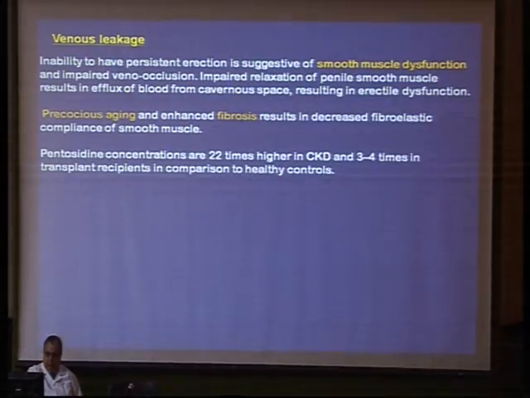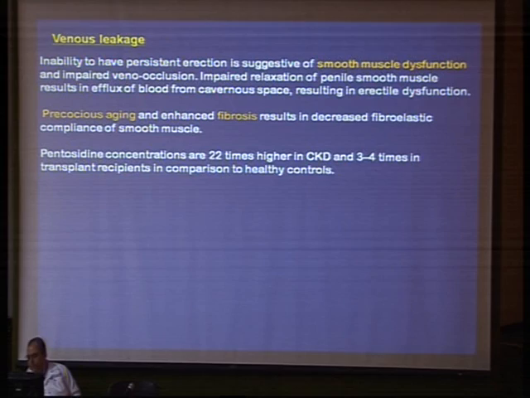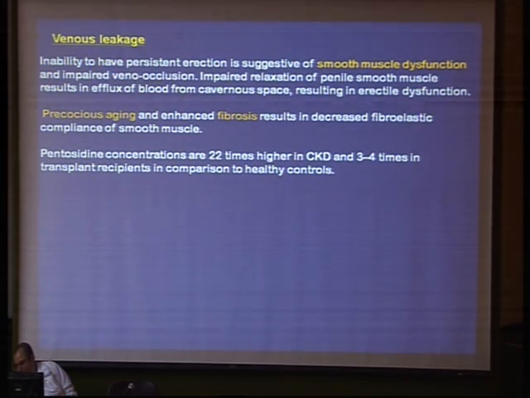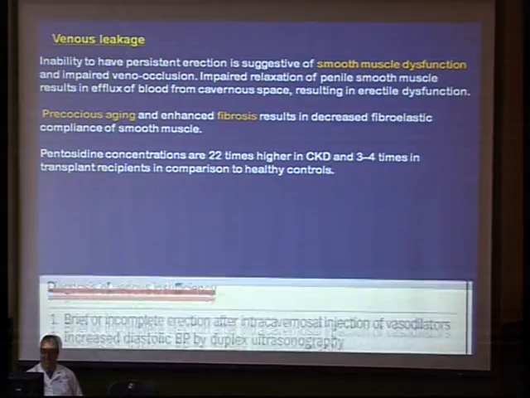What about the venous system, venous leakage? There is a problem in the smooth muscle, with precocious aging and enhanced fibrosis. Benzodiazepine, as you see, has very high concentration in CKD and dialysis patients, and 3 to 4 times in transplant recipients in comparison to healthy controls. So what is this? This one is advanced glycation end product related to oxidative stress, and this is disruptive to the vessel and the nerve, and is highly elevated.